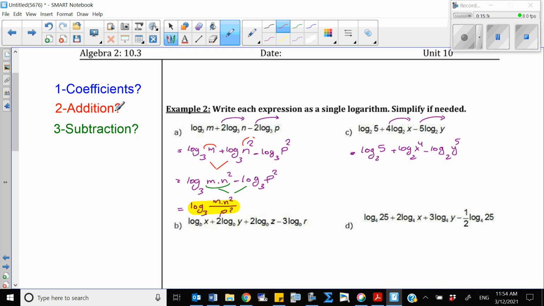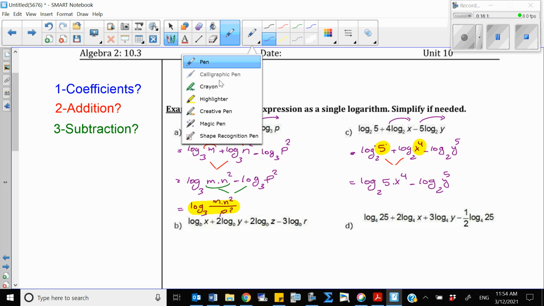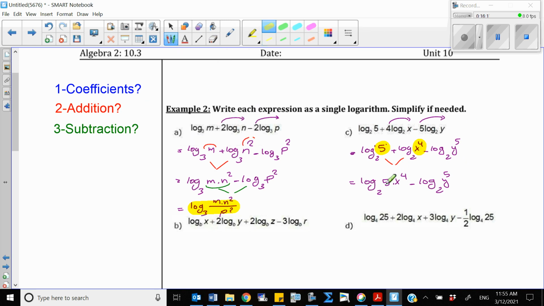Okay, next. Do I have addition? Yes, here I have addition. So I condense it as 1 log base 2 of the first one, which is 5, multiplied by x to the 4. So 5 times x to the 4. Then I had minus log base 2 of y to the 5. Now, what do I have? I have a subtraction here. So I can rewrite this as a fraction, as a quotient of the first one and the second one. So I will have log base 2 of the top, which is the first one, 5x to the 4, over the second one, which will be the denominator, y to the 5. And this is our answer.